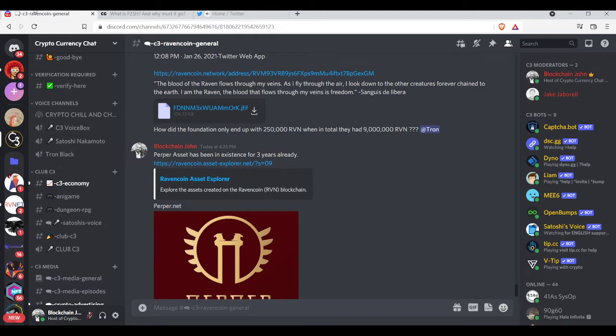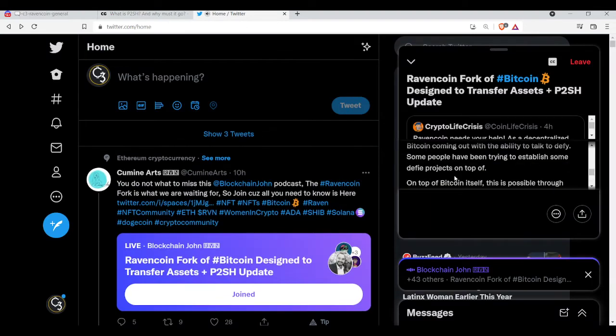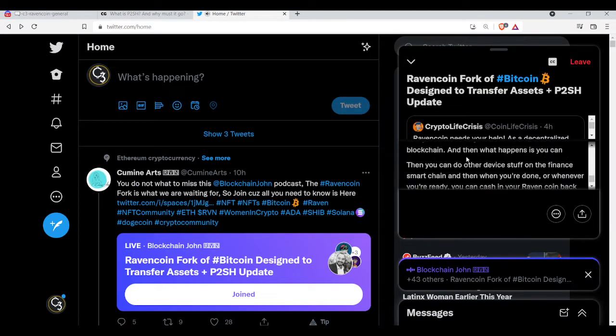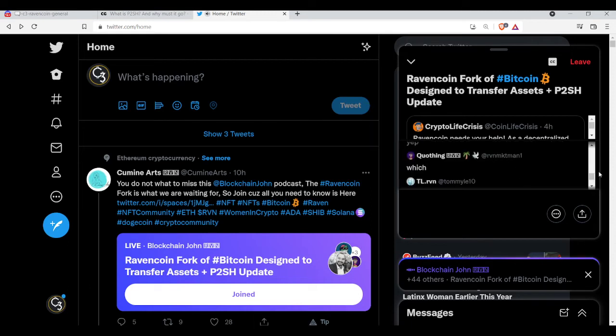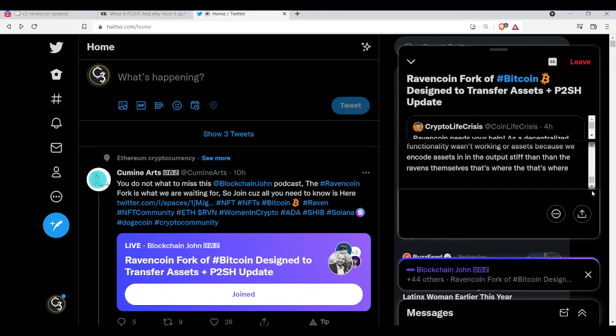But P2SH functionality wasn't working for assets because we encode assets in the outputs differently than the Ravens themselves. That's where Ravencoin architecture differs from the way Bitcoin was designed. So P2SH wasn't working for assets until the last set of code updates, which we finished over previous months, really late summer, and we've done all the testing we can on it. From the dev's viewpoint, we just need the users to beat it up and try it under various conditions.